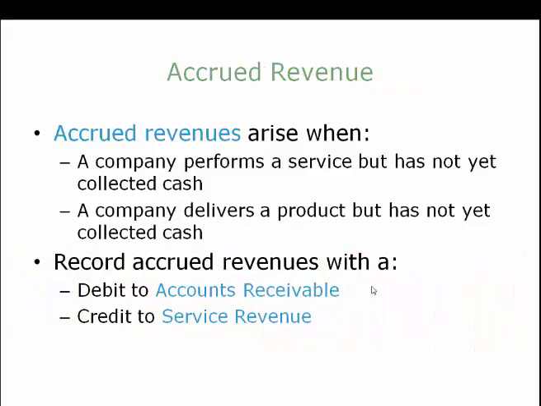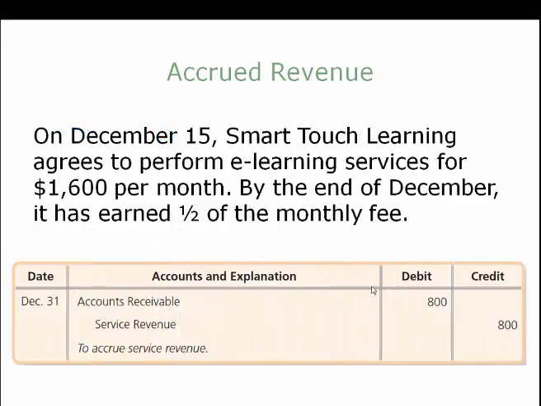And you have accrued revenue. Those are things that we did work for somebody, but we have not invoiced them yet. And what it's going to be is a debit to accounts receivable and a credit to service revenue. And here's what the journal entry would look like. It says they did work for somebody, but they haven't invoiced them. They said, only invoice me when you're done.